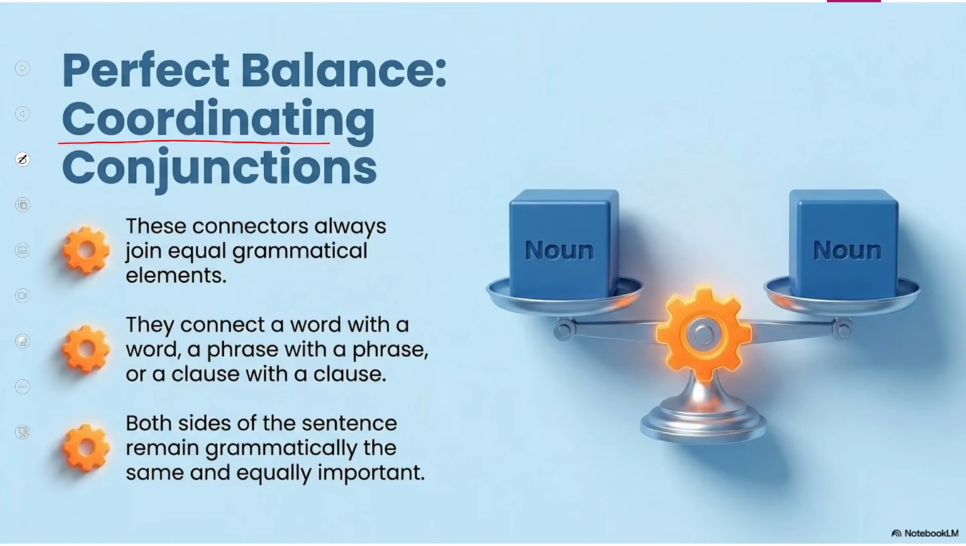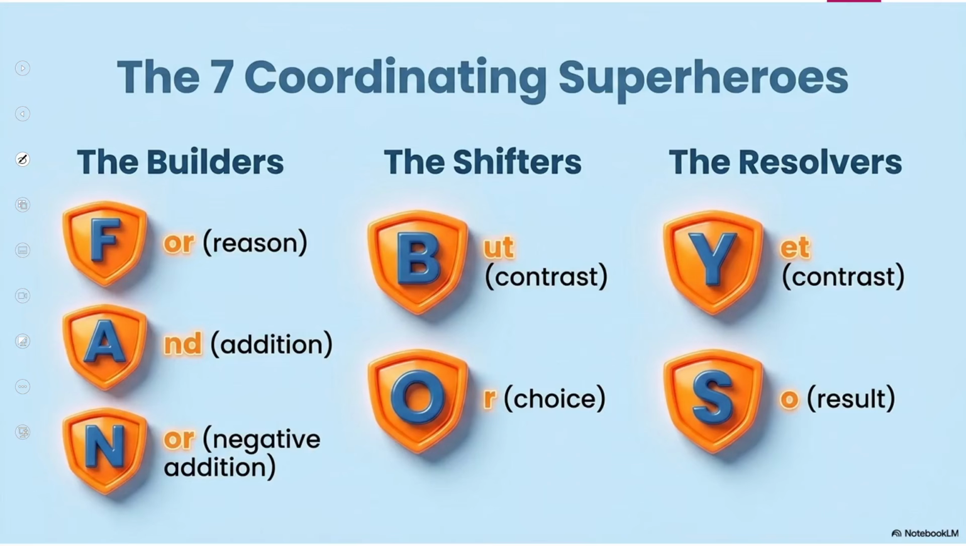First, we have to talk about coordinating conjunction. As I told you earlier, this is used to join equal weightage grammatical elements. They connect a word with a word, a phrase with a phrase or a clause with a clause. Both sides of the sentence remain grammatically the same and equal in importance.